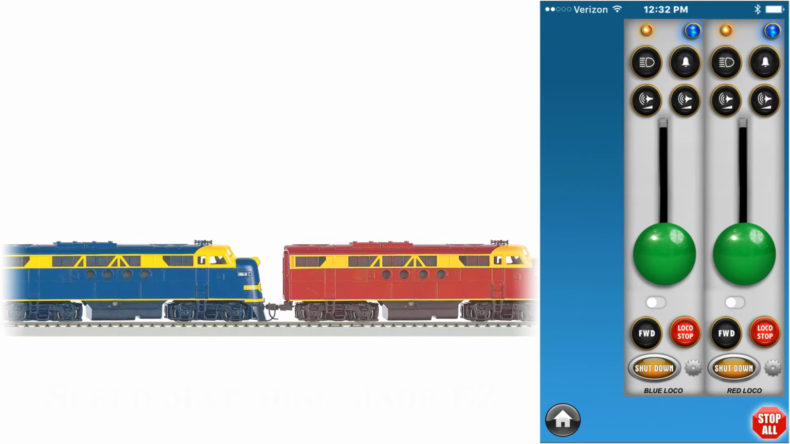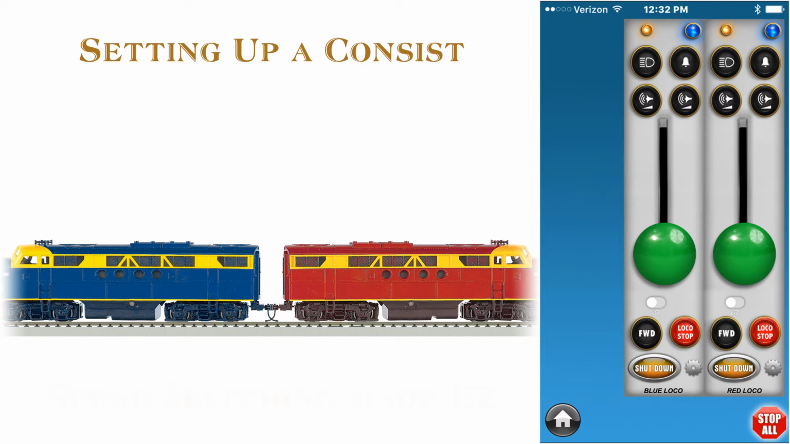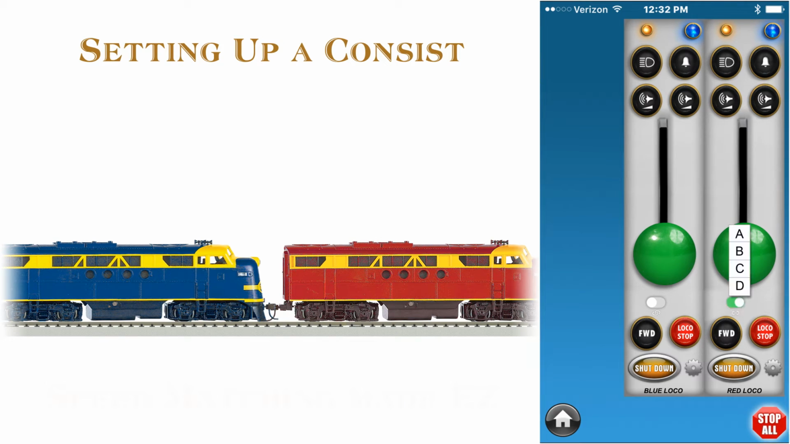To set up a consist, bring your powered trains into position and enter the multi-train view. The lead loco will of course face forward, and the trailing locos can face either forward or backward. To add a train to a consist, select the small chain link icon on the lead loco. I'm going to put this loco in consist A.